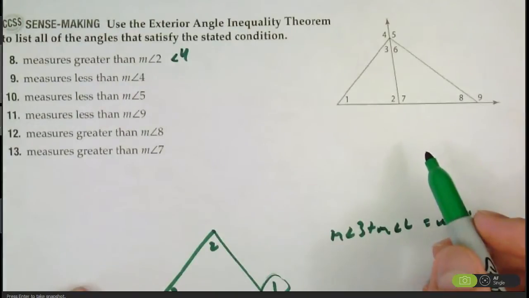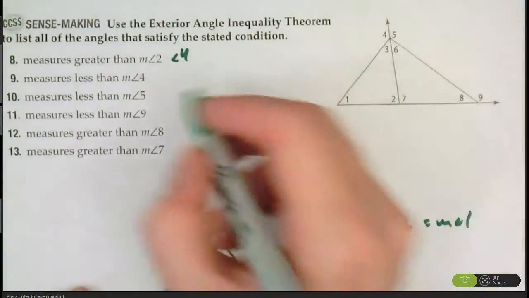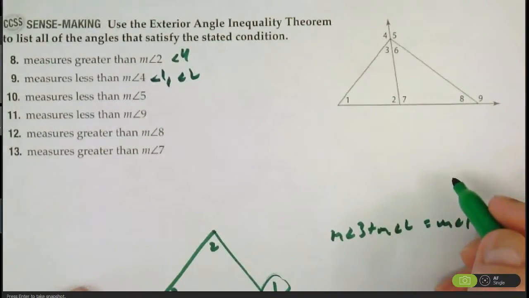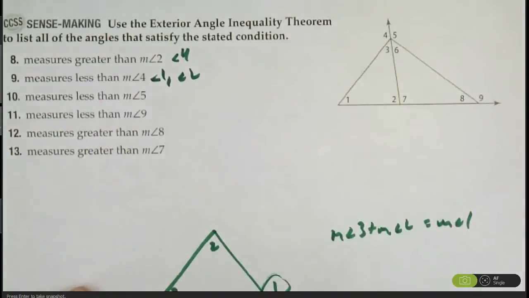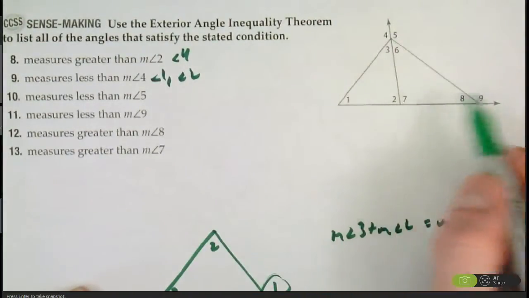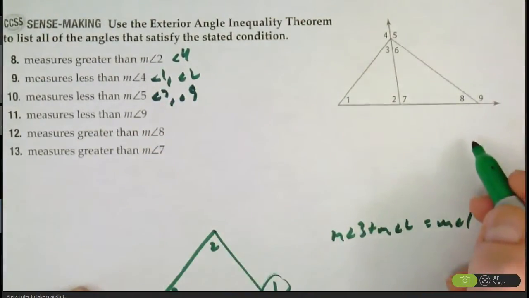Measures less than angle 4. Well, angle 4 is an exterior angle to 1 and 2. And that's all it's an exterior angle for as well. So I can't go anywhere else with that. Measures less than measure of angle 5. Well, 5 is an exterior, so 7 and 9 are its two remote interiors. And again, that's all I can go with for those two.